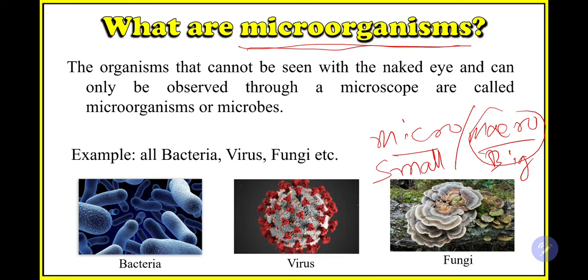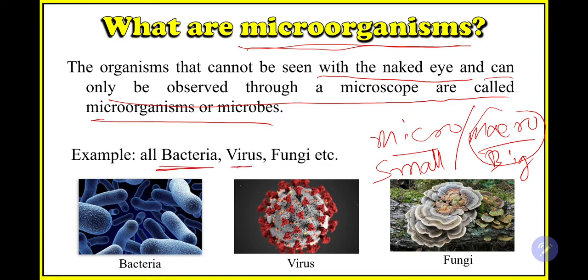The organisms that cannot be seen with our naked eyes and can only be observed through a microscope are called microorganisms or microbes. As I said earlier, you need a microscope to see these organisms. For example, all bacteria, viruses and fungi.